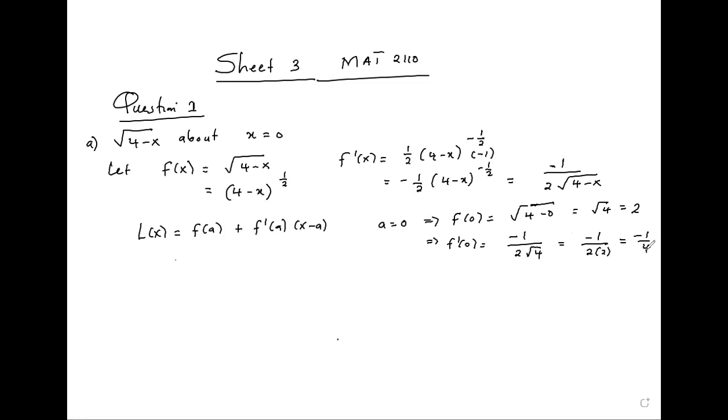So we'll say the linearization of this function is going to be f of a, which we found as 2, plus negative 1 over 4, and then x minus 0. So we get 2 minus 1 over 4 x. That is how we get linearization.